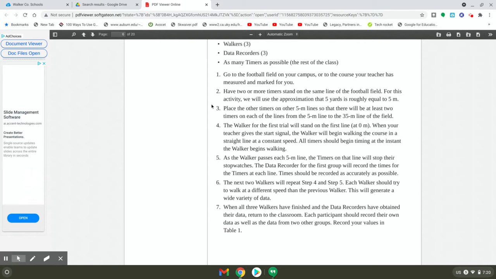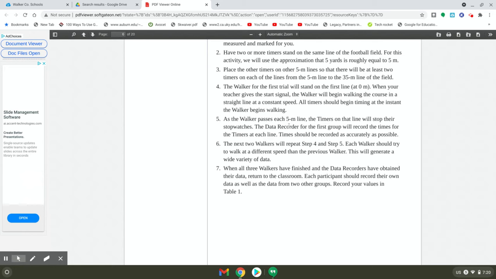Now, your directions here say go to a football field. Of course, you don't have a football field, but you have outside, so you can do it outside. And if you have your stopwatch on your phone, you won't need more than one timer. So you're going to stand at the beginning point and start walking at a normal pace of walking. And you are going to take the lap time every 5 meters.